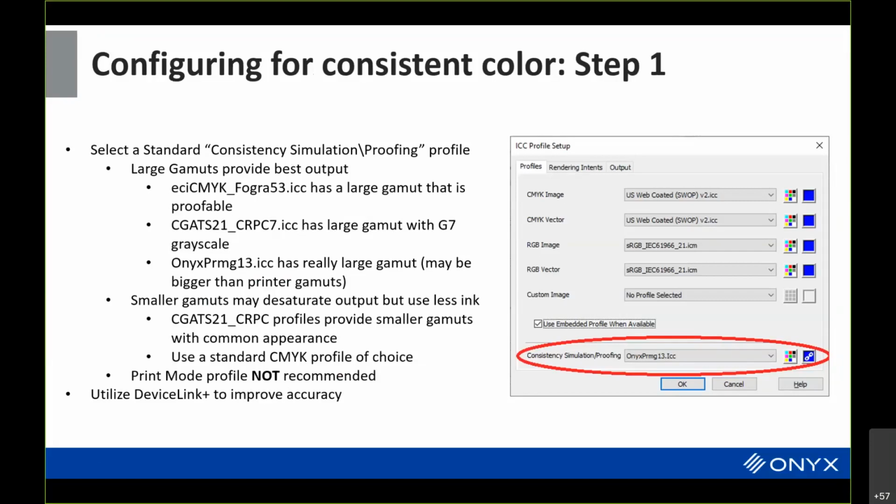The ECI CMYK Fogra 53 profile. This one here is essentially got the same gamut shape as the Color Master system used in Europe. The CGATS 21 CRPC7 has a really large gamut that uses a G7 grayscale, and then the Onyx PRM G13, it's got a really large gamut that is equal to the perceptual reference medium gamut defined by the ICC. These are really big gamuts.